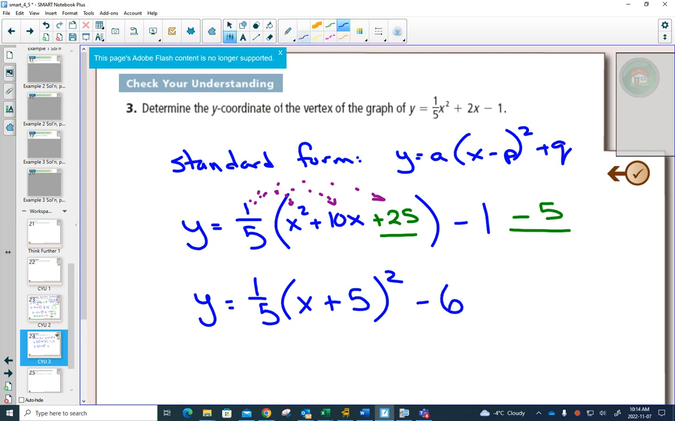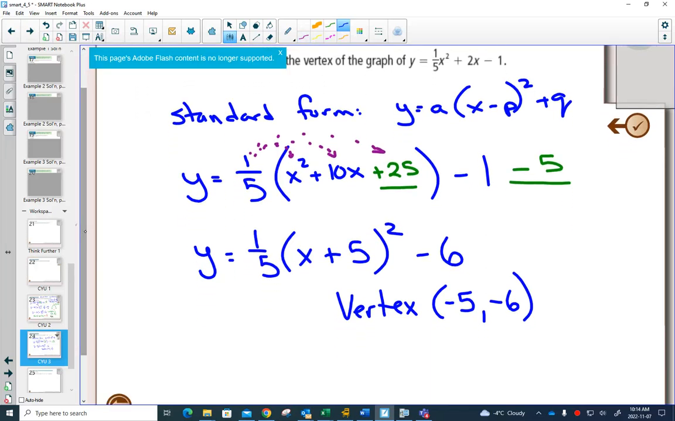So the standard form is really nice because it tells us our vertex is opposite sign here, -5, -6. What is this question asking for? The y-coordinate of the vertex. The y-coordinate of the vertex then is -6. So when we change it to standard form, we get our vertex.